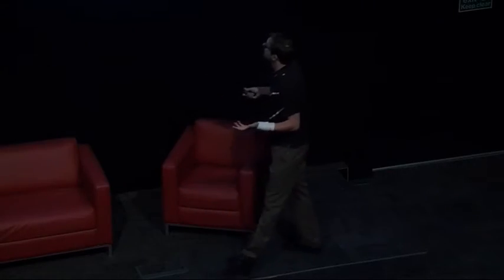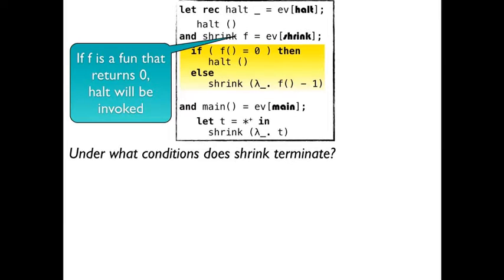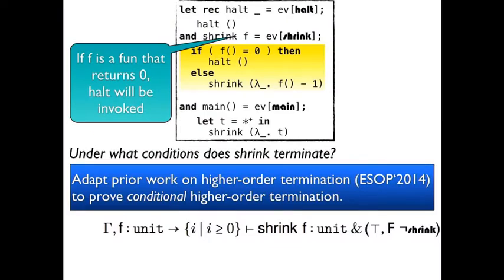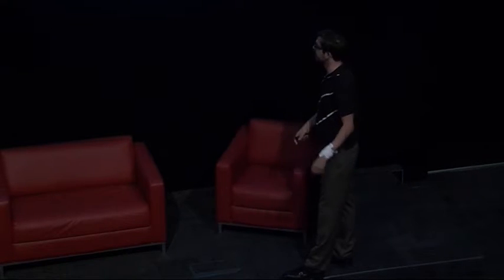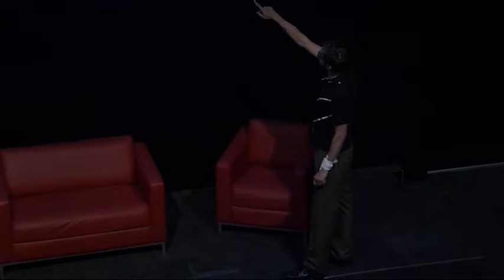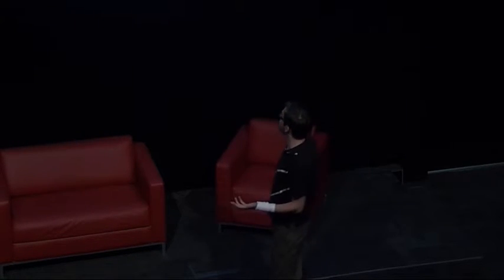And I showed that a moment ago. And actually, if we look at this example, we know that the condition is that f has to be a function that will ultimately halt when f returns 0. So the condition has to be that f is a function that returns something above 0, because each time it calls itself, it'll create a new function that returns 1 less than the previous time. So we can get a judgment like this using some prior work on higher order termination.